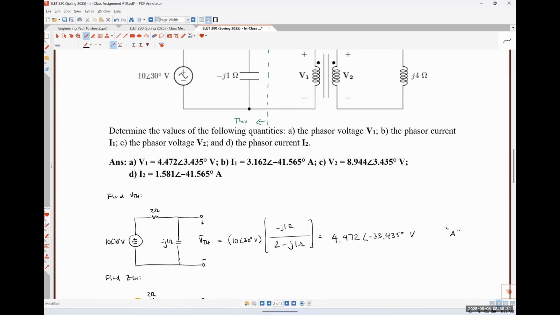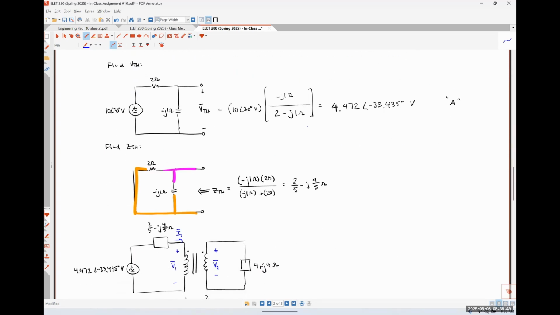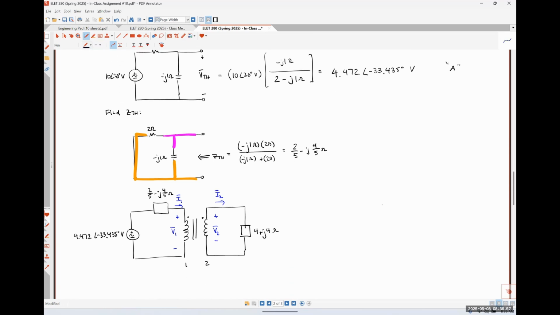Let me look at my turns ratio here. So I have 1 on this side, 2 on this side. This is my V1. This is my V2. This is my I1. And this is my I2. So what would I do now? I'm sorry, what was that? Yeah, so I'm going to refer that secondary impedance over to the primary side, right?